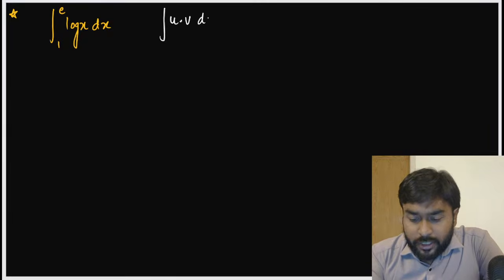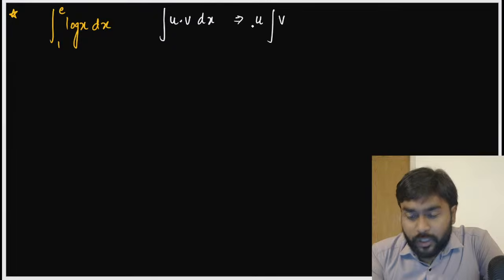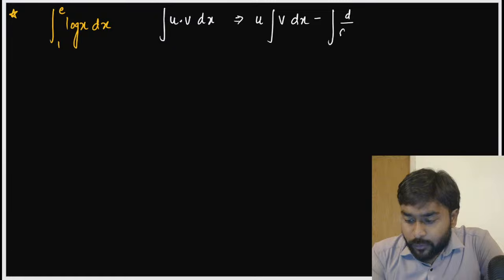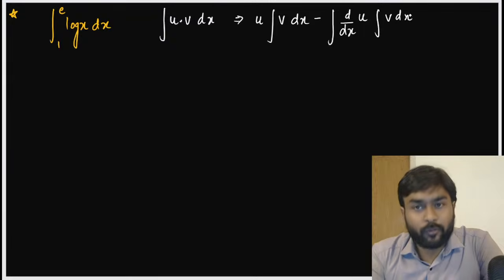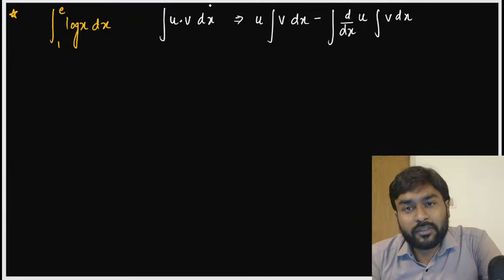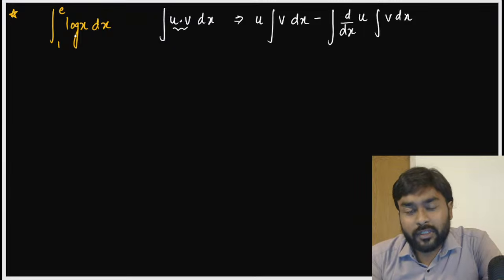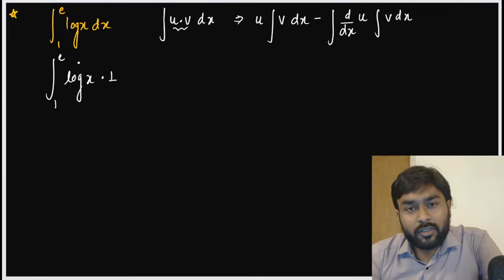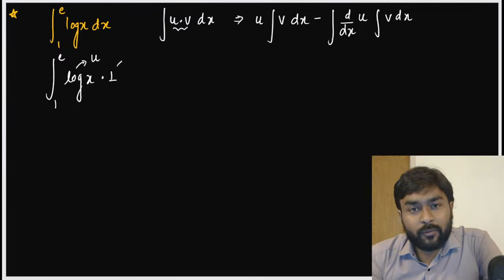So for UV, if you are integrating, u is taken as it is, and we integrate v. So the formula is u times the integration of v, then minus the integral of the differentiation of u, that is du by dx, times the integration of v. That is our formula. This formula we will apply here. We have only one function here, but this formula is for two functions. So what we will do is write 1 with log x, so log x will become u and 1 will become v.